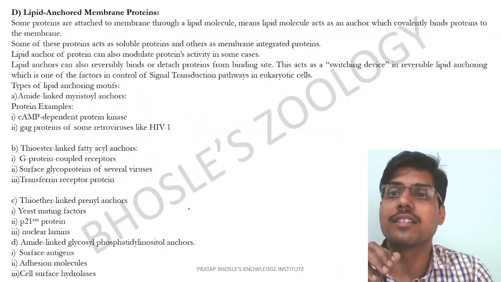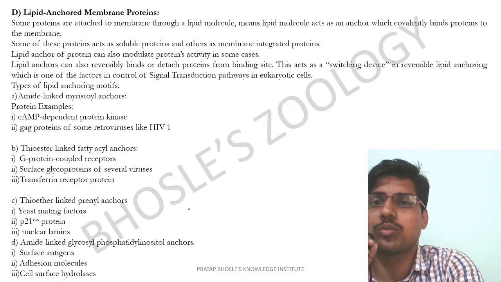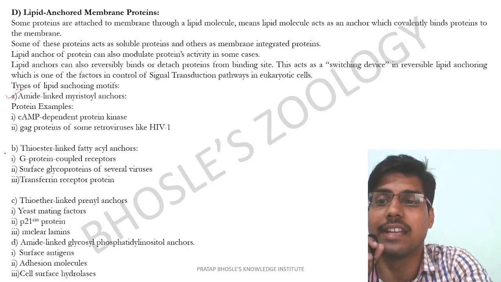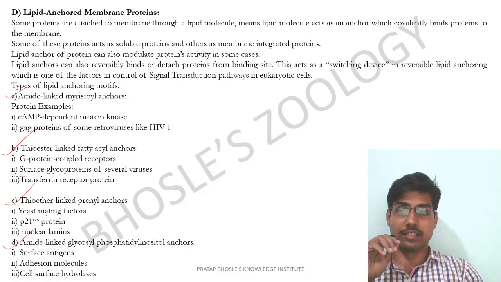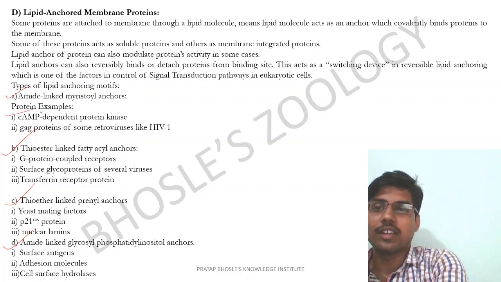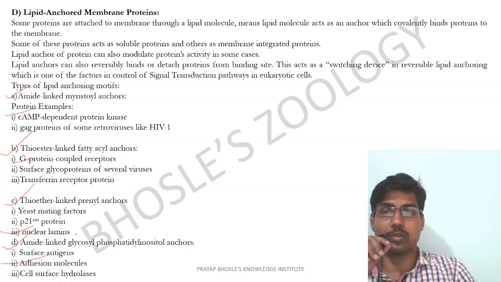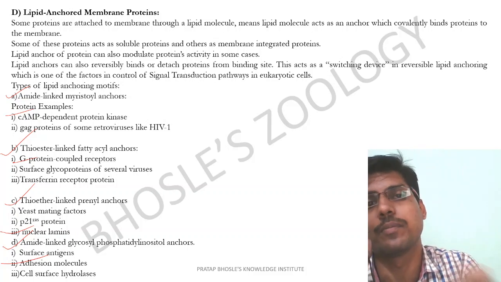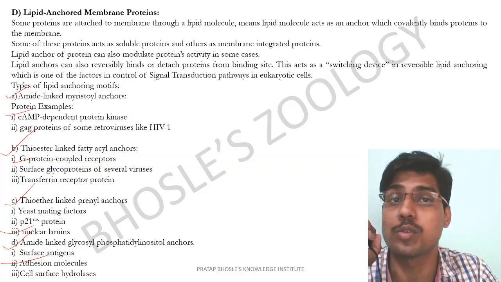Okay, next is lipid anchored proteins. We have almost mentioned these previously, so you only need to mention the classes: amide link, thioester link, thioether link, GPI anchors. And one example of each: cAMP protein kinase, G protein coupled receptor, the nuclear lamins, and the adhesion molecules, okay. So after mentioning them, you only need to mention these types. The information we have already given.